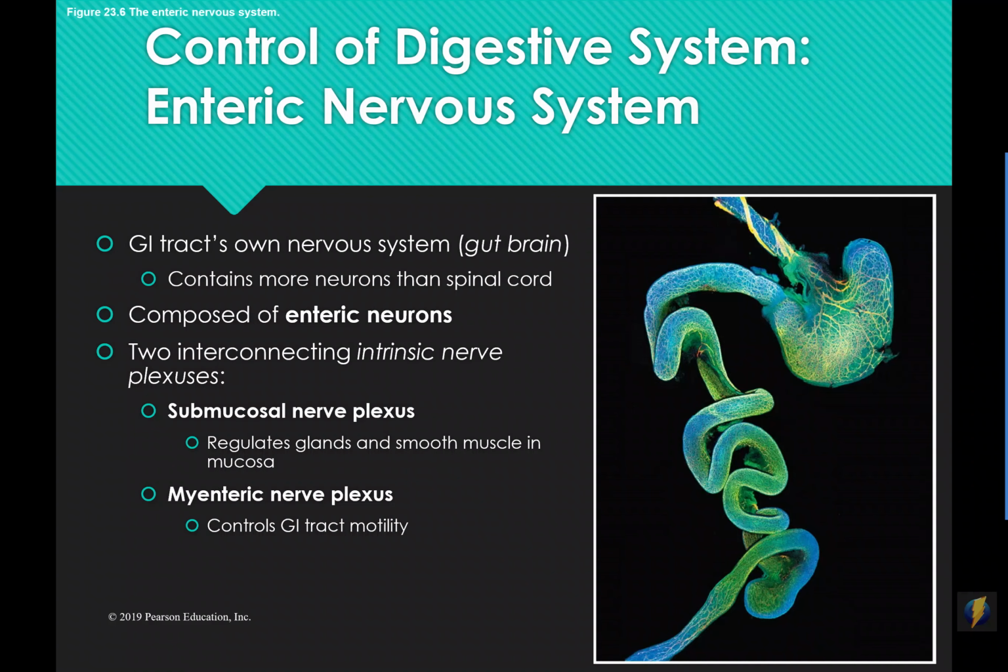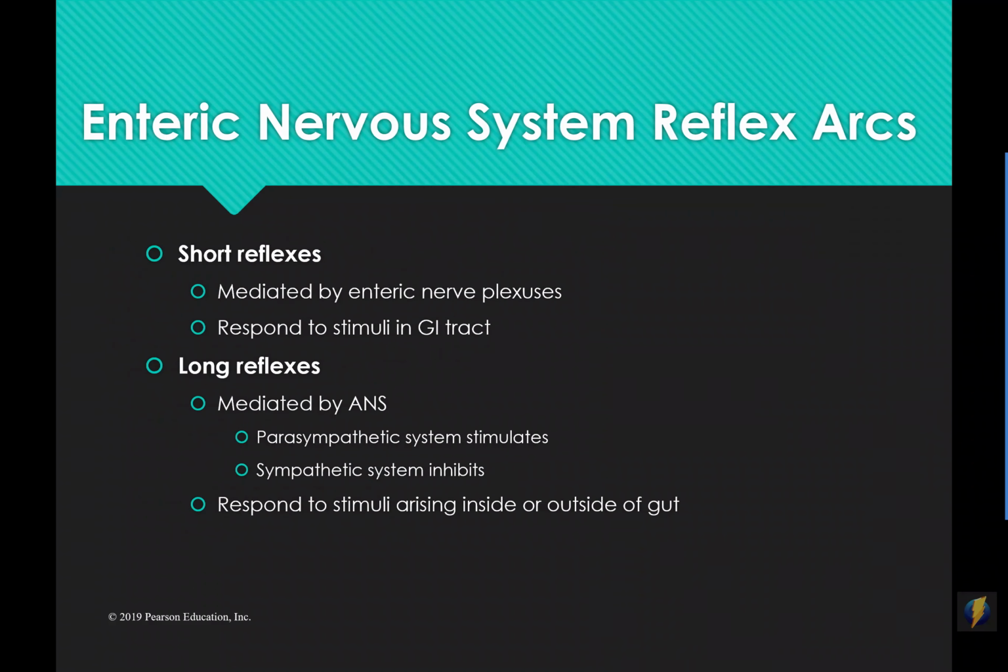activities. So a very, very well innervated system, the digestive tract. It gets not only all of these nerves, these enteric neurons, but of course we're going to get innervation from the autonomic nervous system as well.